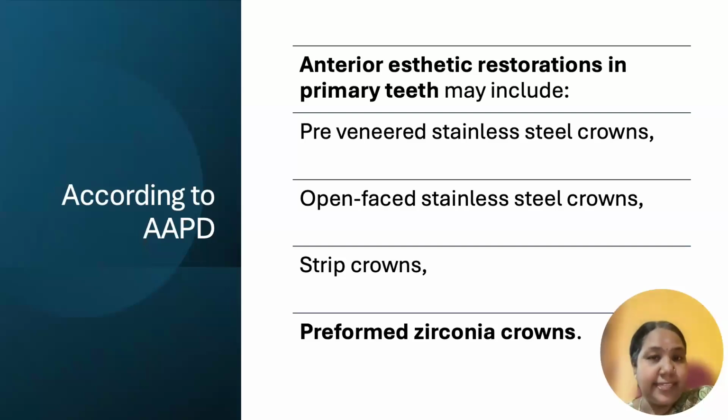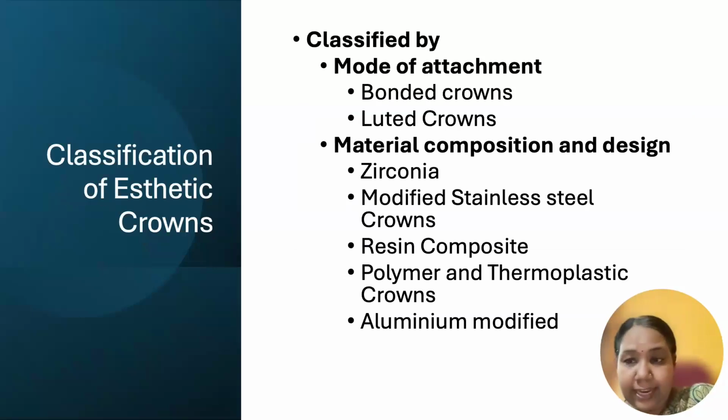If you look at anterior aesthetic restoration, the American Academy of Pediatric Dentistry says it includes pre-veneered stainless steel crowns, open face stainless steel crowns, strip crowns, and preformed zirconia crowns. If you look at how they are classified, they're classified into two major headings: one by the mode of attachment as bonded and luted crowns, and the other by the material composition and design. By material composition and design, they can be zirconia, modified stainless steel crowns, resin composite crowns, polymer and thermoplastic crowns, and aluminum modified crowns.